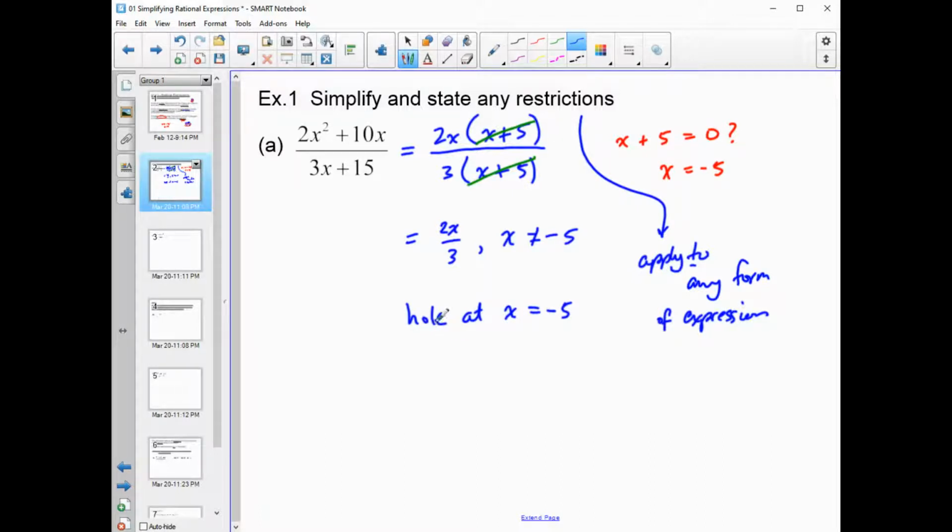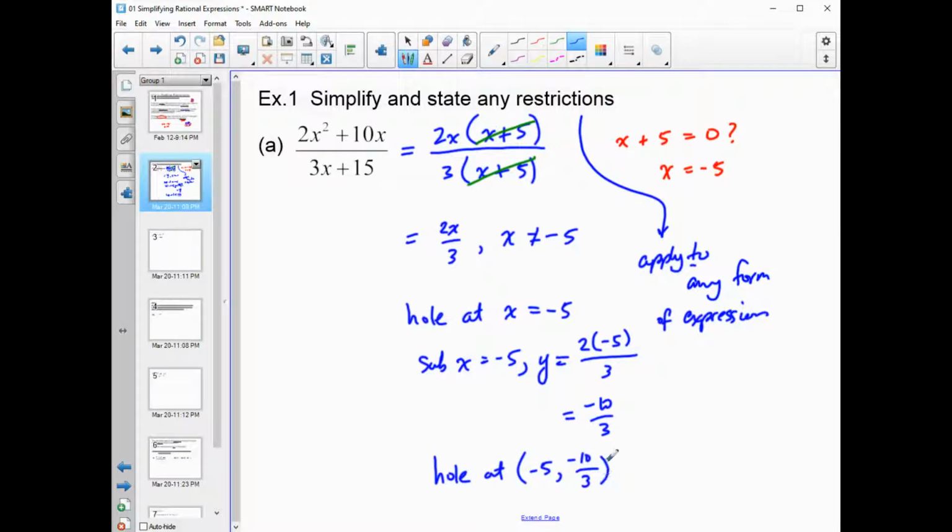If we want to find the coordinates of the hole, we sub x equals negative 5. Now, obviously, I can't sub x equals negative 5 into the original expression. I can't sub it into this factored expression, but I can actually sub it into this simplified expression, and I end up with the y coordinate of the hole, which is going to be 2 times negative 5 divided by 3, which is negative 10 over 3. So the hole itself, if you were doing this on a graph, there would be a hole having an x coordinate of negative 5 and a y coordinate at negative 10 over 3.